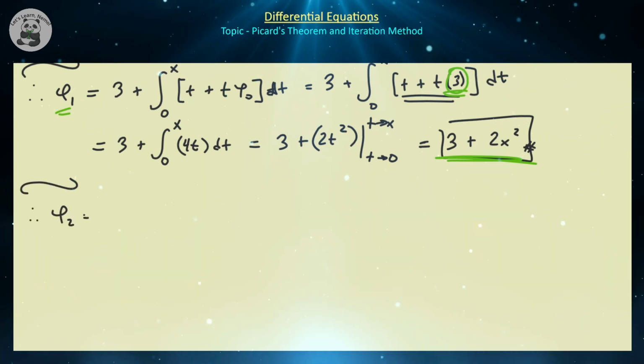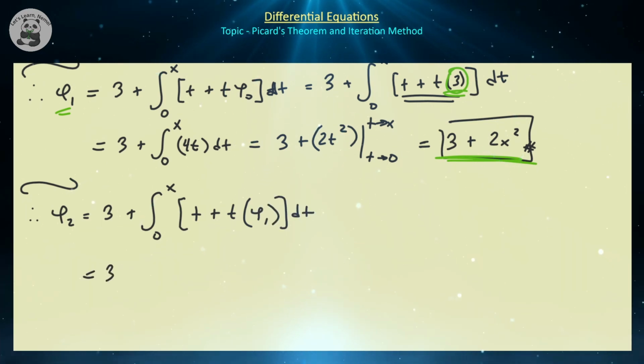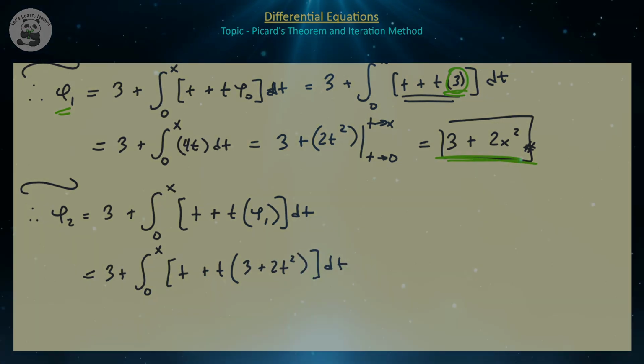So, phi 2. Phi 2, again, is going to be equal to phi 0, always in the lead, plus the integral from 0 to x of t plus t times the last iteration, which is going to be equal to phi 1 dt. So we're going to have 3 plus the integral from 0 to x of t plus t times phi 1, which is 3 plus 2t squared dt.